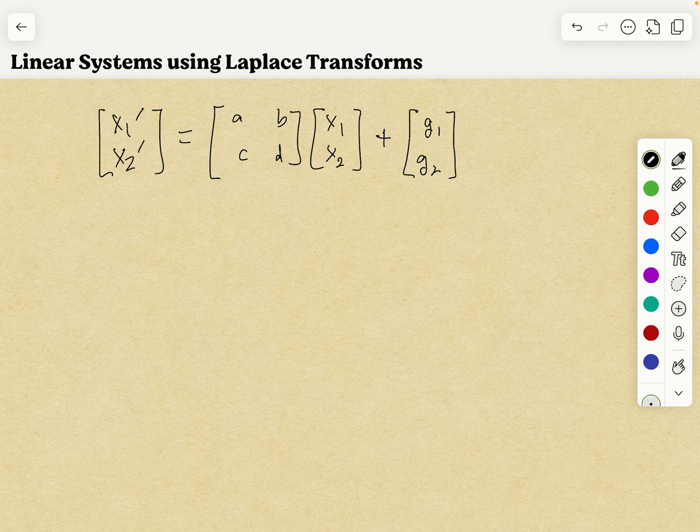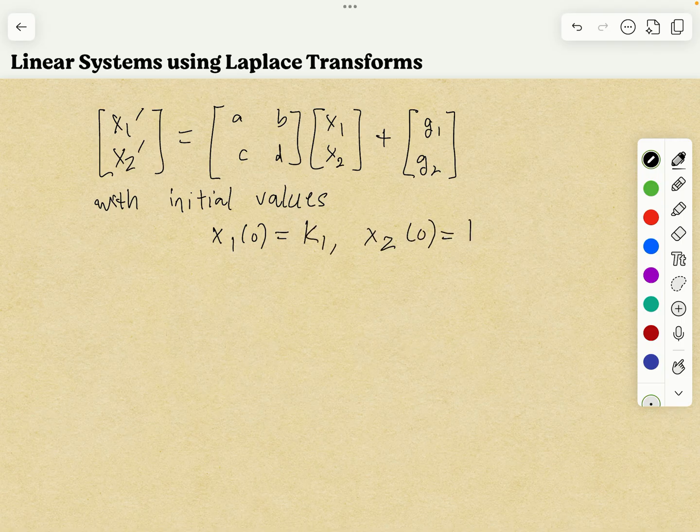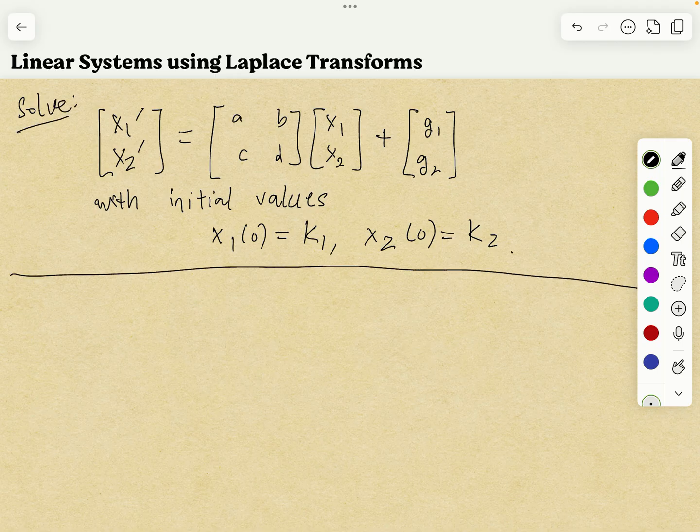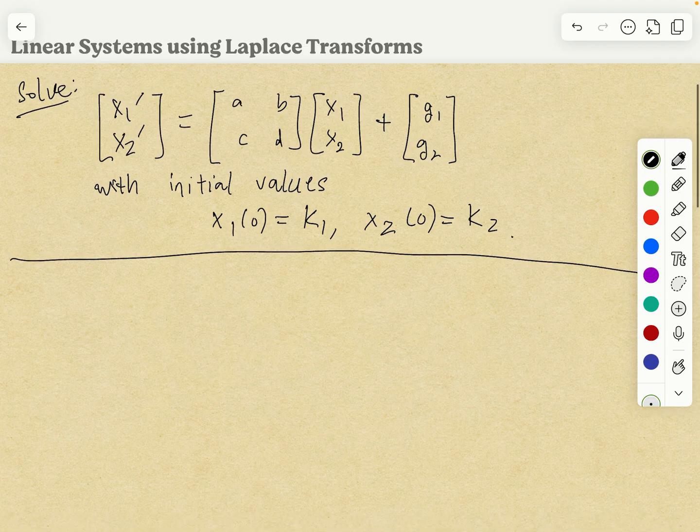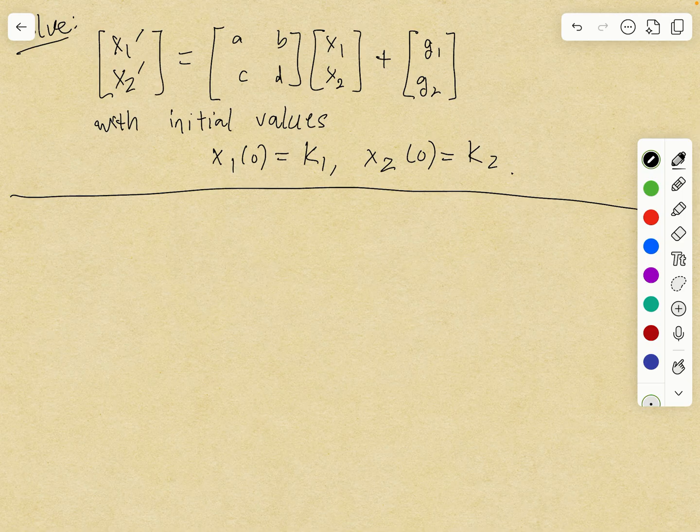Suppose that you have also some initial values, x1 of 0 equals k1, x2 of 0 equals k2. So in this video, we're going to go over how to solve this general system. And the idea is to use Laplace transforms.